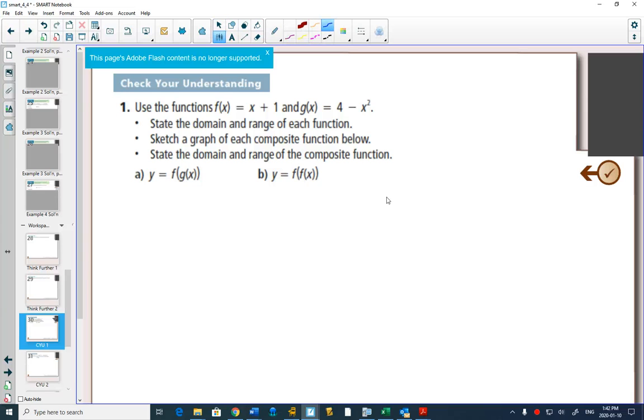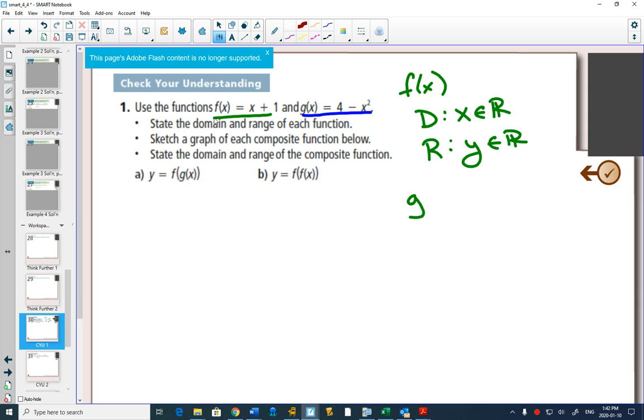Example 1, a little bit more straightforward. Okay, use the functions. I'm going to do this one in green, this one in blue. State the domain and range of each function. So we can do off to the side here for f of x, it's a line, domain is everything, range is everything.